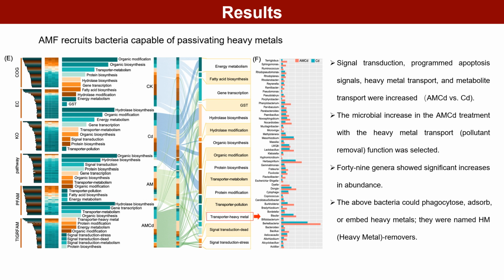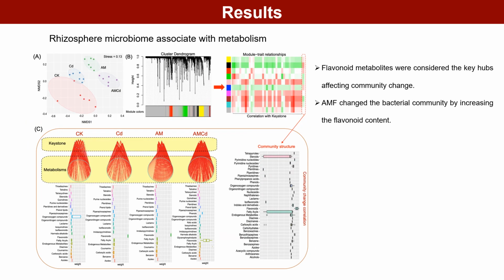We named these bacteria HM removers. A correlation network was used to explore the main factors of microbial change. The results showed that flavonoids are the key hubs affecting the community and keystone species, and AMF changes the microbiome by increasing flavonoid secretion.